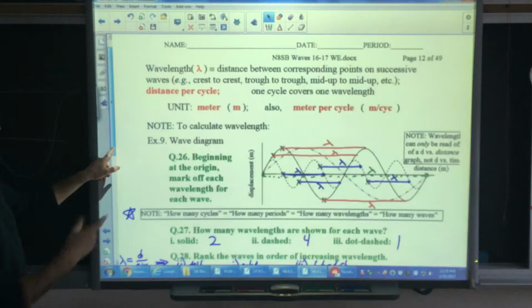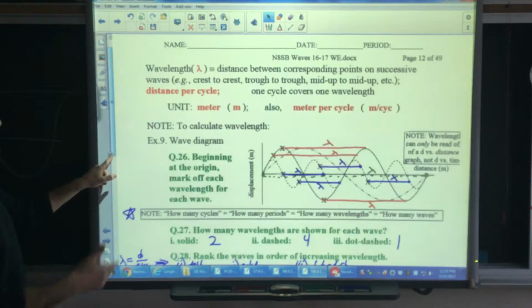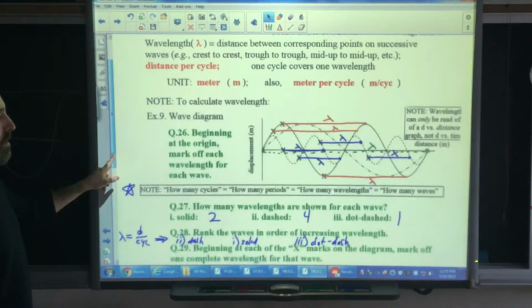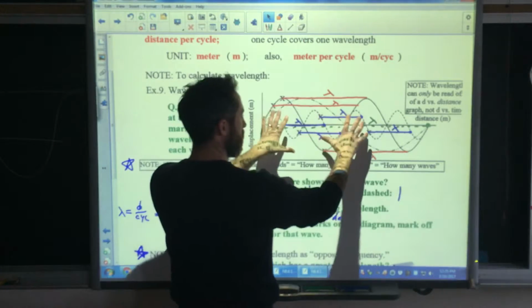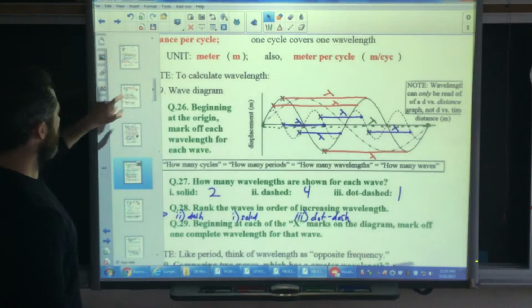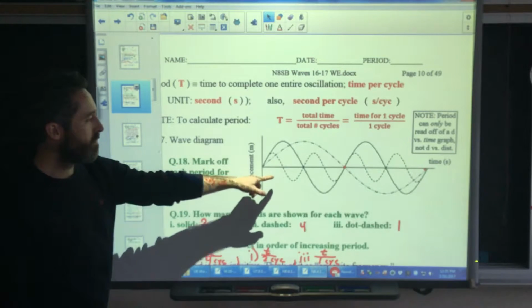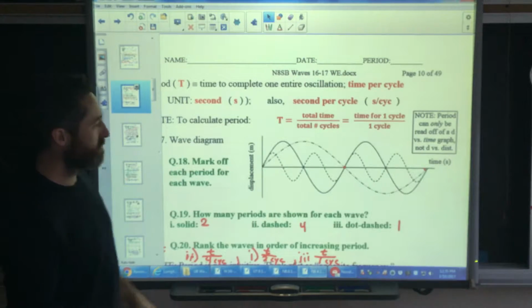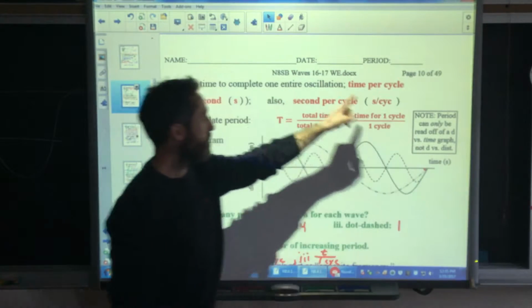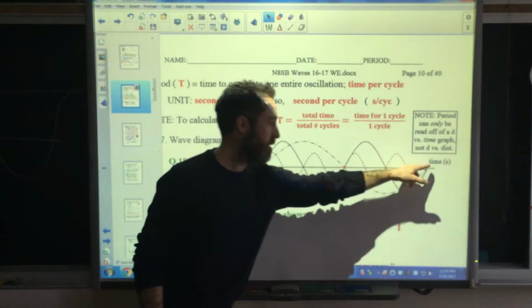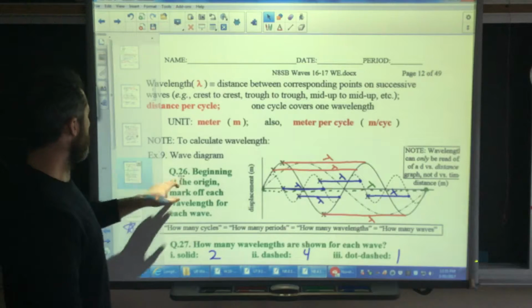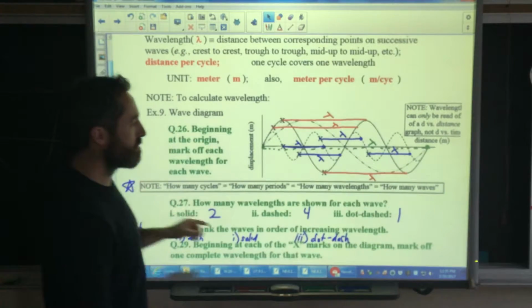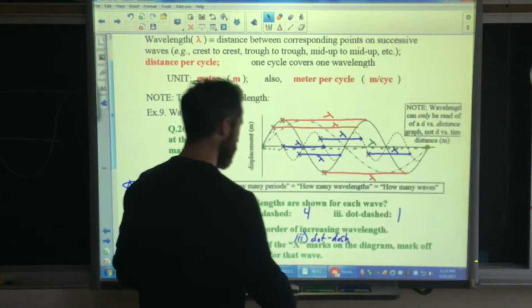So on page 12, go back. Yes, we have page 12 done, but there's a couple things to talk about on page 12. One of the important things to recognize is that this graph, though it looks entirely similar to this graph, has a distinct difference. On page 10, where we talked about period, the x-axis was versus time. But on page 12, when we talk about wavelength, the x-axis is versus distance. And this is very important.